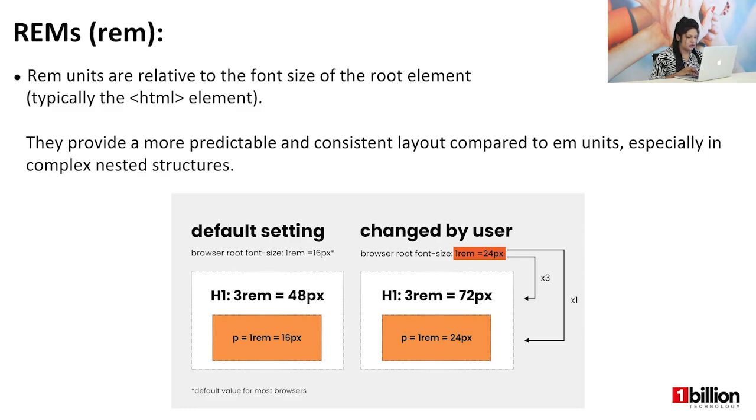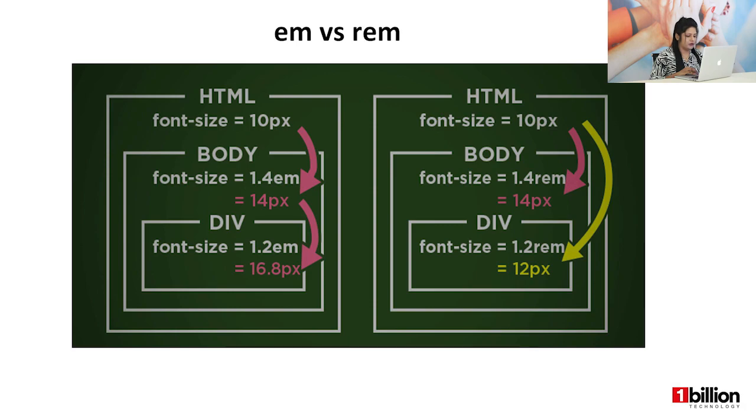Now let's illustrate the difference between the EM and REM units with a simple example. First, let's see the EM unit. The EM unit is relative to the font size of the parent element. Here you can see the font size of the HTML tag is given as 10 pixels, and then the body content font size is relative to the HTML element. Then its font size is 14 pixels.